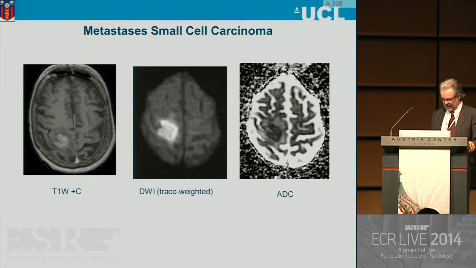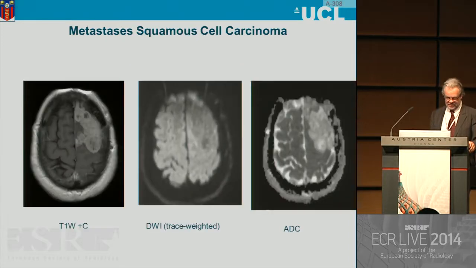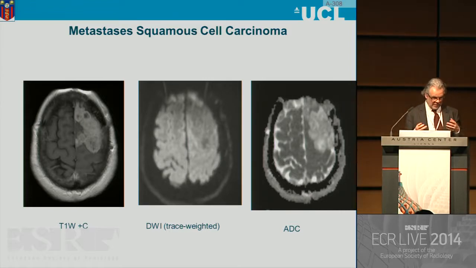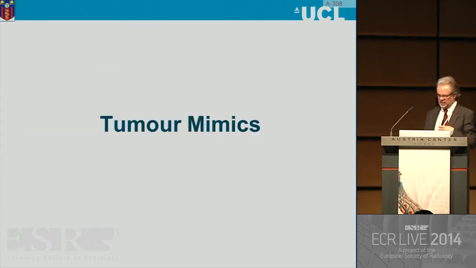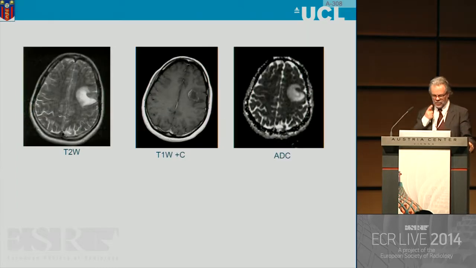And another case, which was actually in the same meeting, a patient with a squamous cell carcinoma and the metastases shows increased diffusion. So you can also see, depending on the primary tumor and what cellularity the primary tumor has, the metastases in the brain may appear differently. Tumor mimics, so important to know.